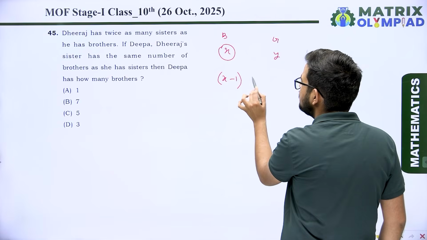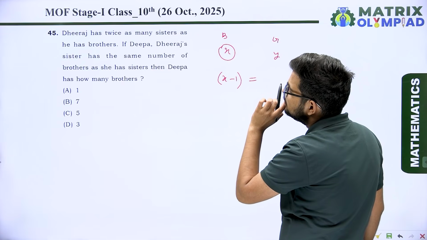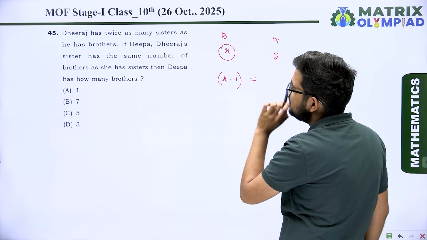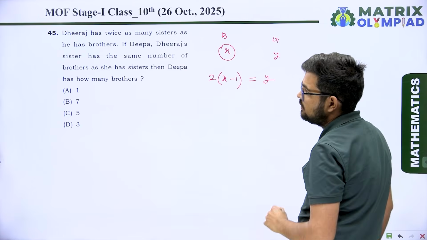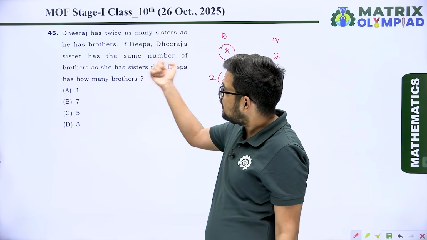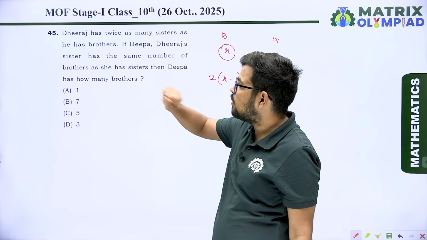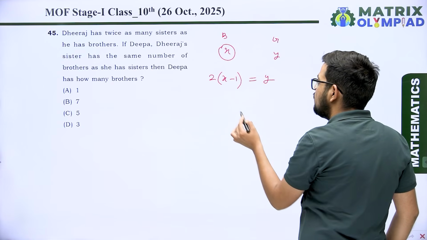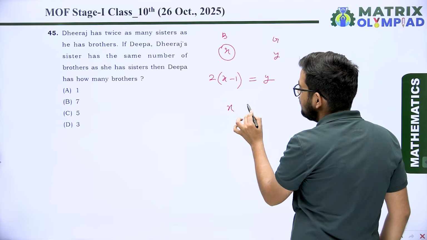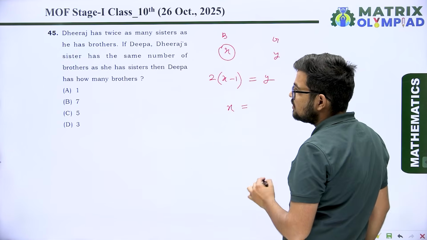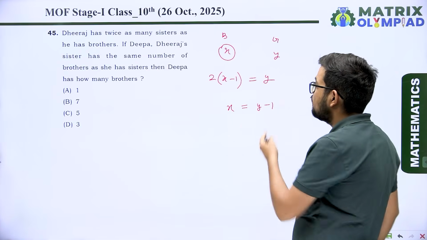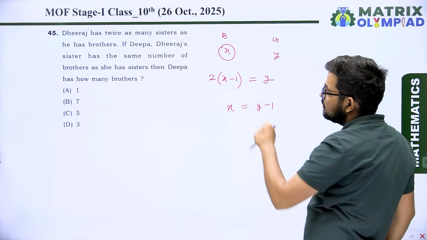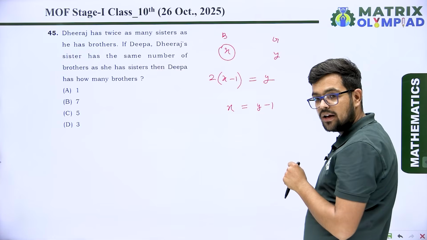And the number of sisters is twice his brothers, so 2 times (x minus 1) equals y. If Dheeraj's sister Deepa has the same number of brothers, it means the number of brothers equals x, and the number of sisters is y minus 1. So the number of sisters Deepa has is y minus 1.